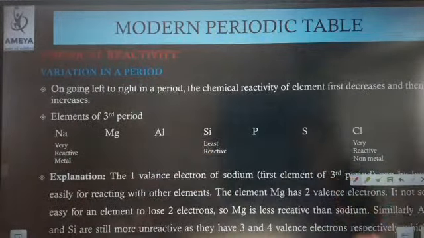Now I am going to discuss the explanation of it. The valence electron of sodium can be lost easily for reacting with other elements. The element magnesium has 2 valence electrons. It is not so easy for an element to lose 2 electrons. So magnesium is less reactive than sodium. Similarly, aluminium and silicon are still more unreactive because they have 3 and 4 valence electrons respectively, which are difficult to lose. But silicon onwards, the chemical reactivity increases. So I just wrote silicon onwards chemical reactivity.